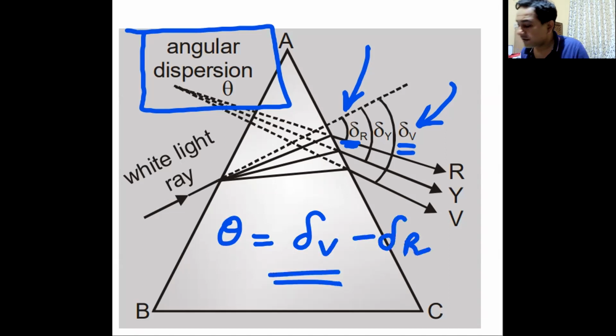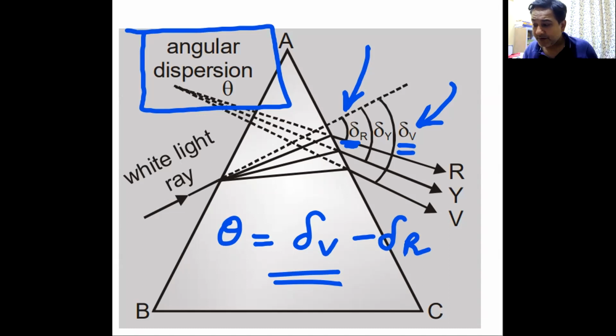Will you remember this? Angular dispersion theta is the difference in the deviation produced by a prism for violet light, which is the maximum, minus the deviation produced by the same prism for red light, which is the lowest. Do we understand this? Yes or no? Yes, sir. Just write this and then I will show you at the same time.